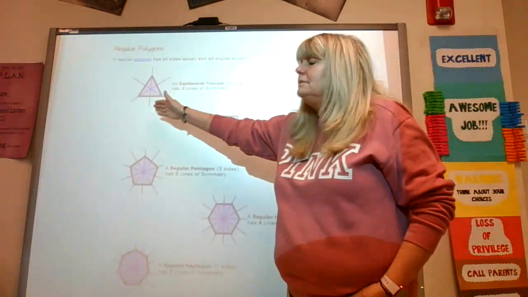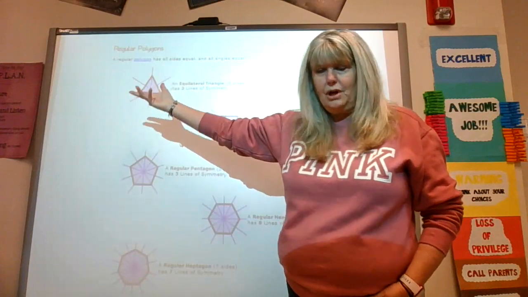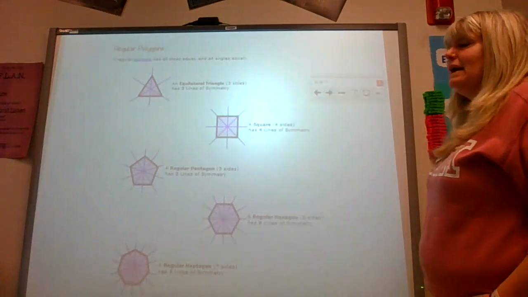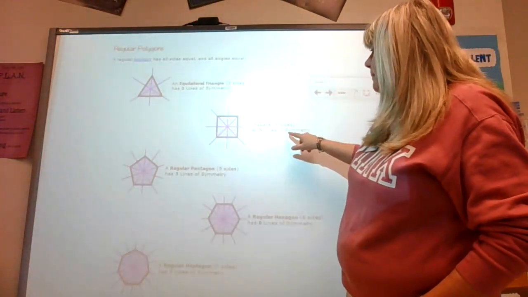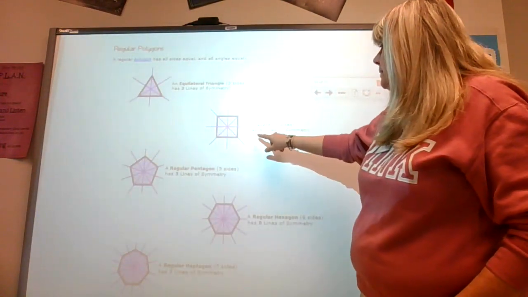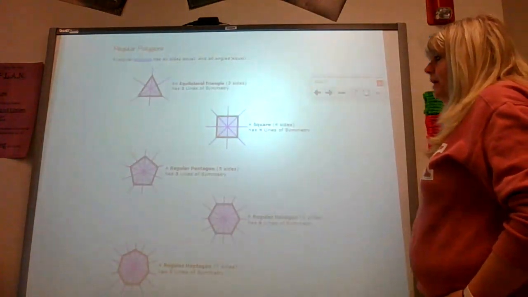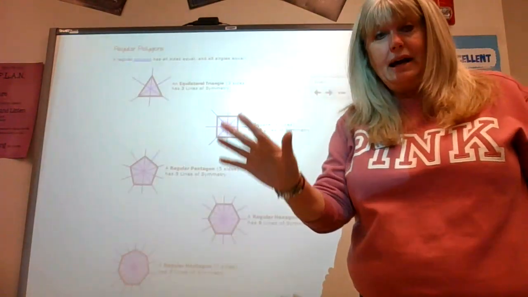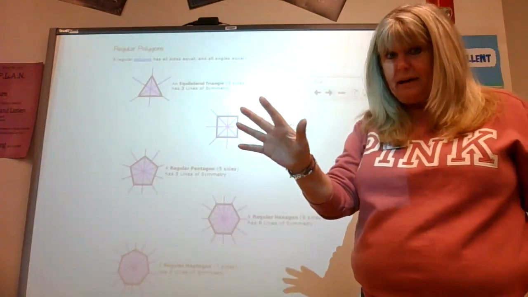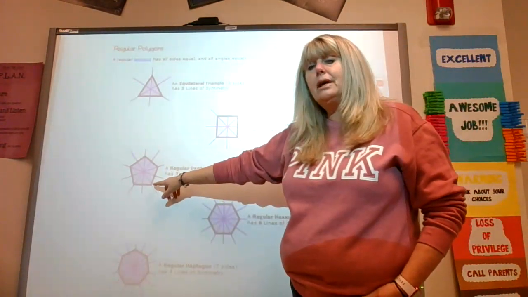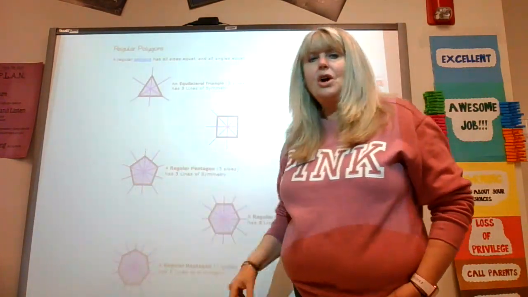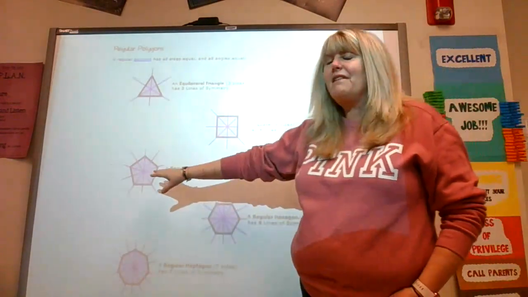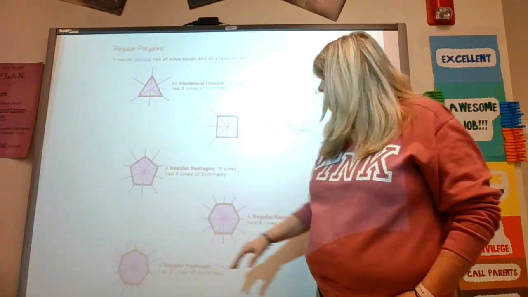All right, here's an equilateral triangle. We just talked about one. All three sides are equal, so it has three lines of symmetry. A square, all four sides are equal, and it has four lines of symmetry. Ooh, a regular pentagon. A pentagon is a five-sided shape because penta means five. In a regular pentagon, all the sides are equal length, and because of that, it has five lines of symmetry.